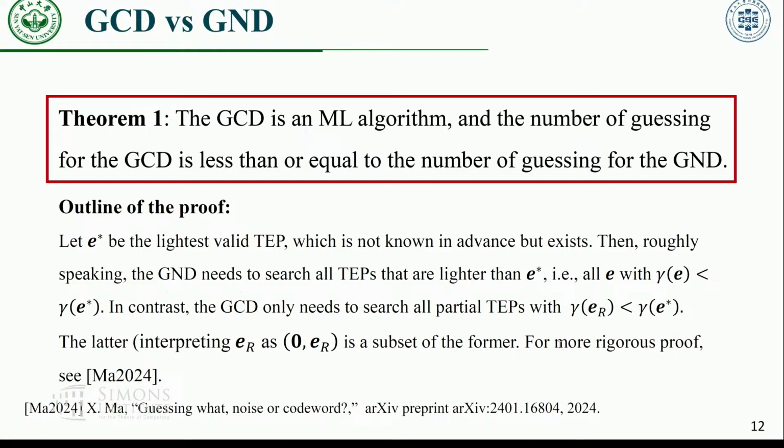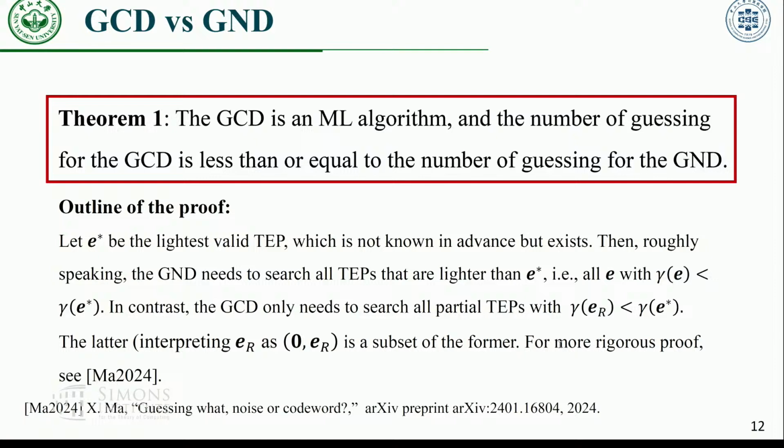The GCD is an ML algorithm, and the number of guesses for the GCD is less than or equal to the number of guesses for the GND. Here is an outline of the proof. Let E star be the lightest valid TEP, which is not known in advance but exists. Then, roughly speaking, the GND needs to search all TEPs that are lighter than E star.